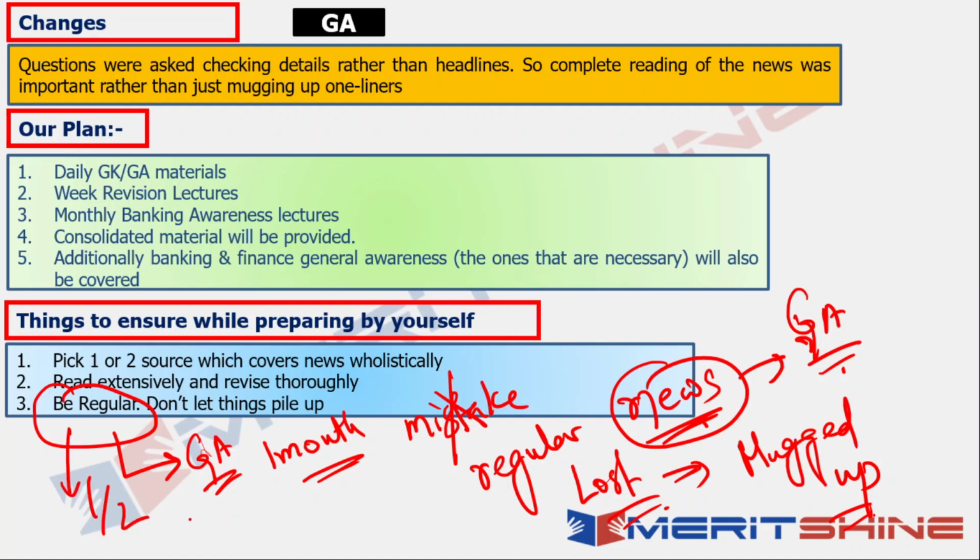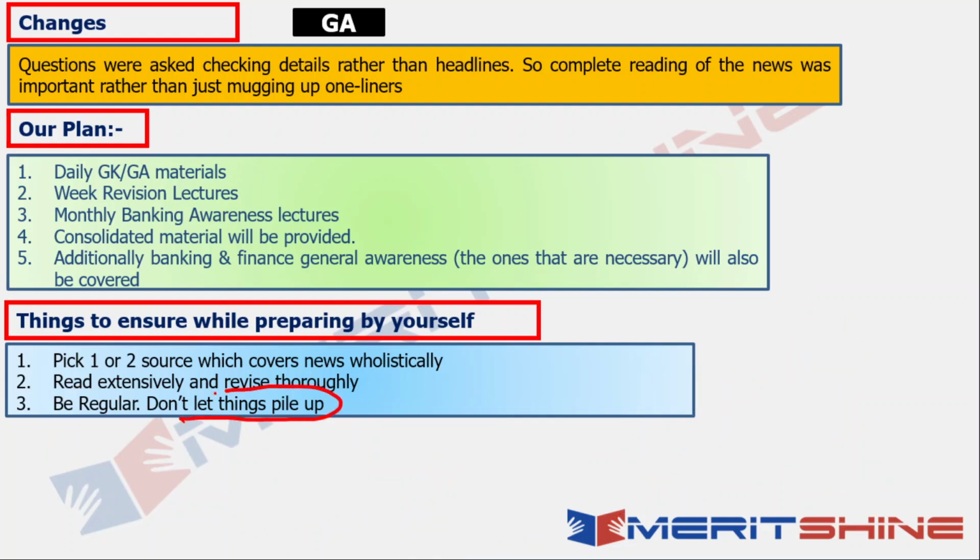Being regular is important because there is a lot of repetitiveness in the news, isn't it? So when you are regular, you already revise just by being regular. There is an element of revision that happens because you're regular. And secondly, things don't get piled up. When things get piled up, you leave things, you choose things. And when that choosing happens, there might be important things that you leave out. So if you are regular, you would not let things pile up.